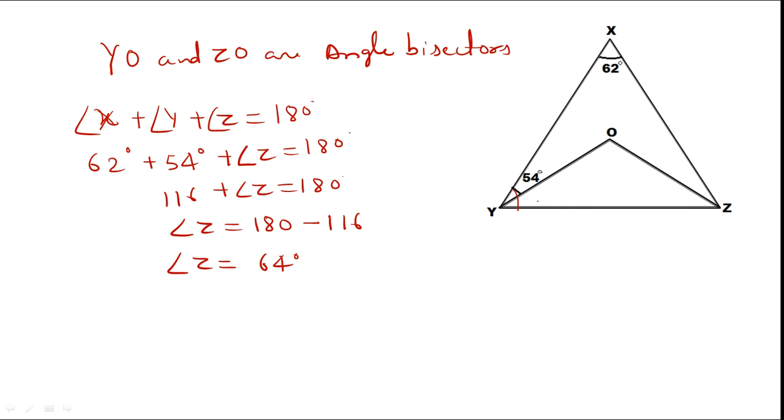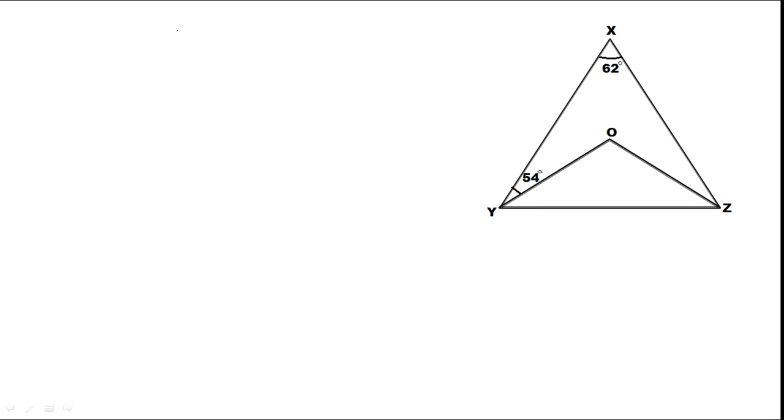Now our job is to calculate this angle. Let me say this is U, and this angle, let me say this is V. Now this whole entire angle is Z. So half of it, since ZO is a bisector, will be 64 by 2. Now what have we achieved? We have achieved X is 62 degrees, Y is 54 degrees, and Z is 64 degrees, this entire angle, right. Now YO and ZO are angle bisectors. This is angle U, this is angle V.